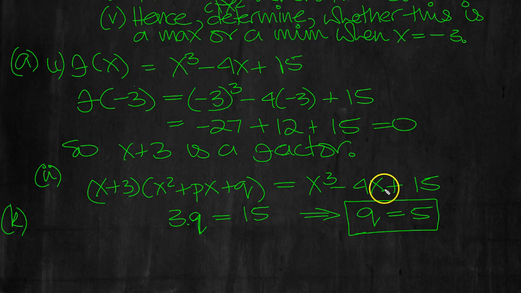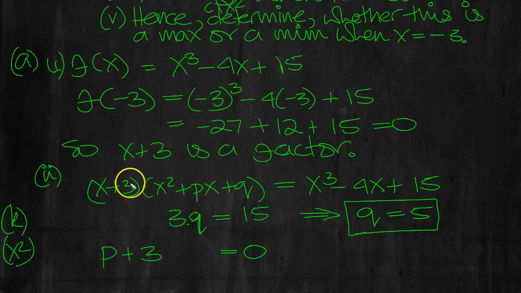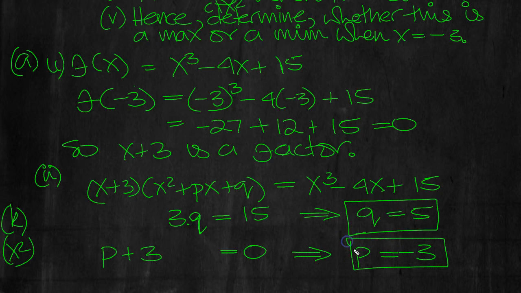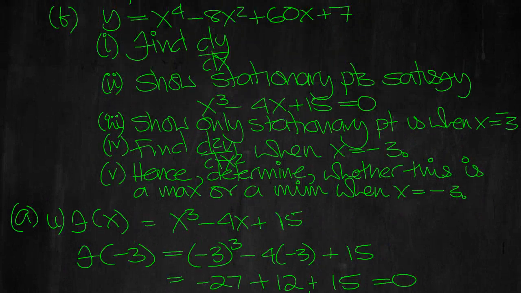Now we can equate x's, or we can equate x squareds. Let's equate x squared, shall we? So on this side there aren't any, so equals 0, and on this side we've got px squared, and then we've got plus 3x squared, and that's the only two. Px squared plus 3x squared equals 0, there's no x squared on the other side, so p equals minus 3. Okay, so there's the p and the q from part 2.